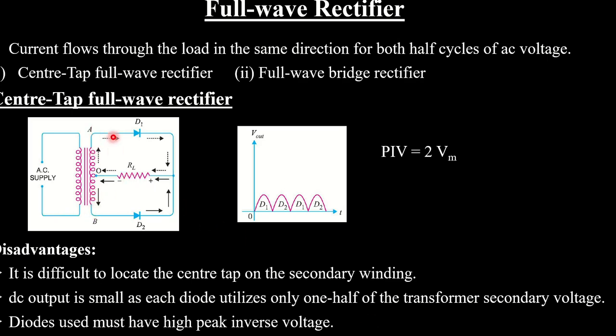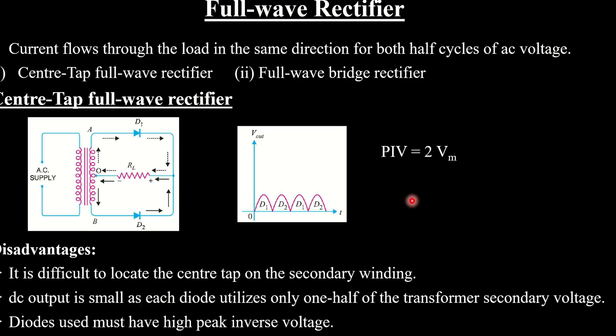That is, A to B is the total secondary voltage. If this is Vm and this is Vm, then in total we have 2 Vm as the secondary output voltage, but we get only Vm as the output voltage across the load. So we get only one half of the transformer secondary voltage across the load resistance. It is a big disadvantage of this center tap full wave rectifier.